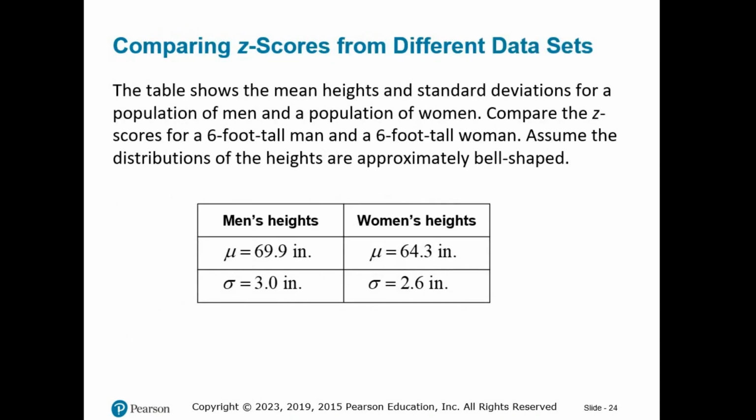The table shows the mean heights and standard deviations for a population of men and a population of women. Compare the z-scores for a 6-foot-tall man and a 6-foot-tall woman. Assume the distributions of the heights are approximately bell-shaped. Okay, so the distribution of men's heights has a mean of 69.9 inches and a standard deviation of 3 inches. And the distribution of women's heights has a mean of 64.3 inches and a standard deviation of 2.6 inches. Pause the video and see if you can come up with the z-scores for a 6-foot-tall man and a 6-foot-tall woman without skipping forward to the solution.